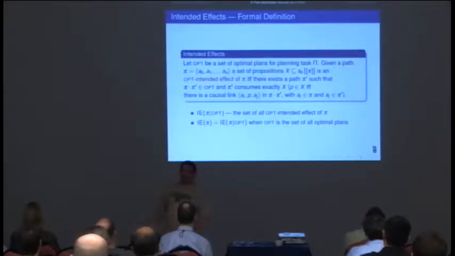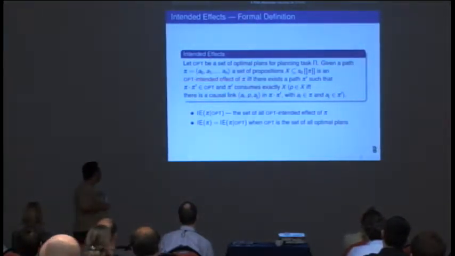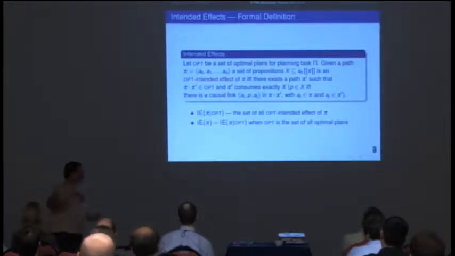So now we come to the formal definition of intended effects. I might lose some of you here. I know it's a complicated definition, but I will wake you up in a few slides. The definition is with regards to a set of optimal solutions, opt, and unfortunately we need that. So given some path pi, a set of propositions X is an opt intended effect of pi if there is some continuation of pi, that we're going to call pi prime, such that pi prime is in opt. So this is one of our optimal solutions.